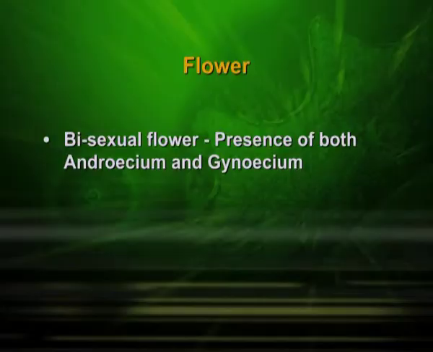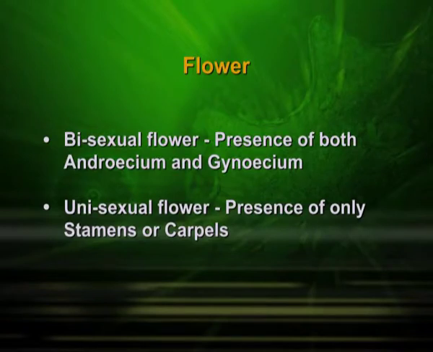Flowers are generally of 2 types: bisexual flowers and unisexual flowers. In case of bisexual flowers, the male portion, that is the stamen or the androecium, and the gynoecium are found in the same flower. Such a type of flower is known as a bisexual flower. Besides this, there is another type of flower which is known as the unisexual flower, wherein only either the male or the female reproductive part is found.